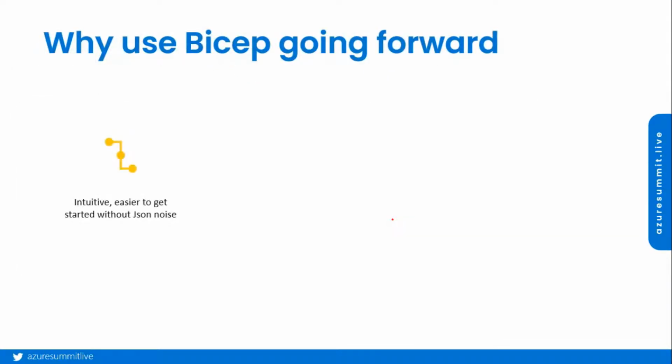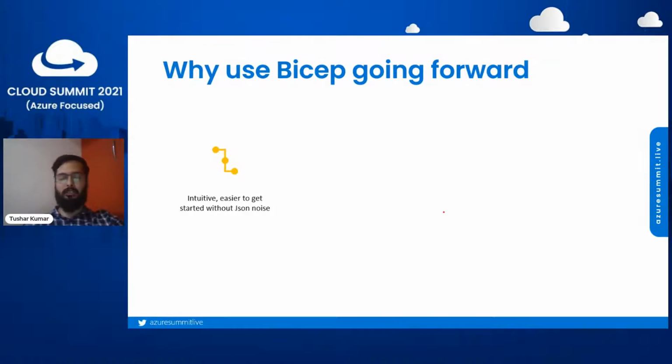So why is Bicep going to be used going forward? You say we are pretty much comfortable with our JSON templates, so why should we go ahead with Bicep? Basically, it is very intuitive and much easier to get started with. Anything that you are trying to achieve at this point of time and on your next projects, you should definitely give Bicep a chance.